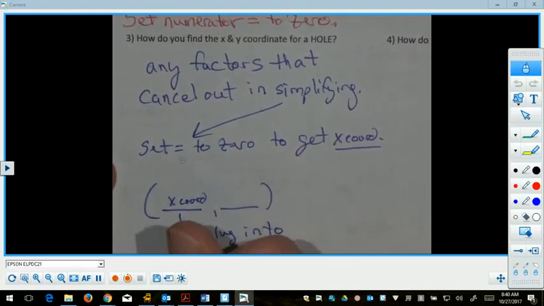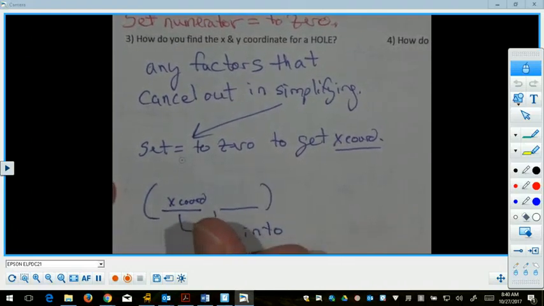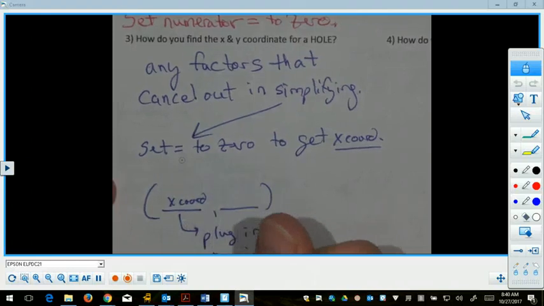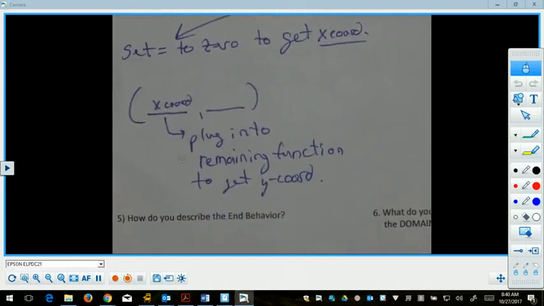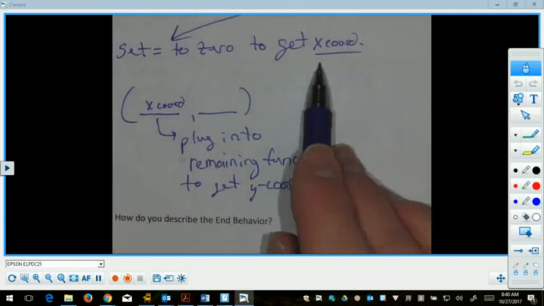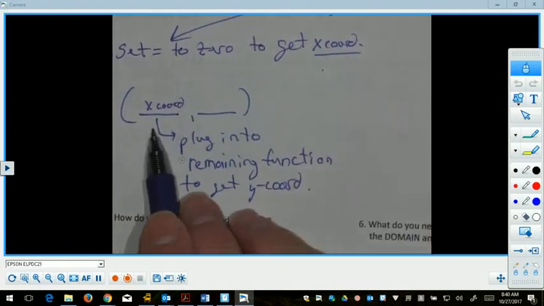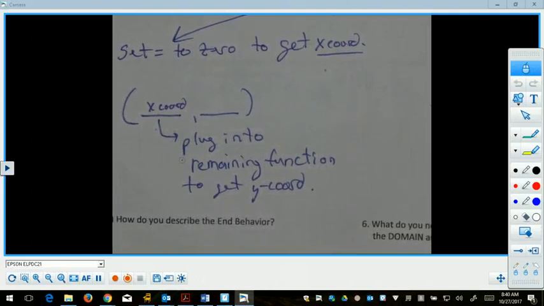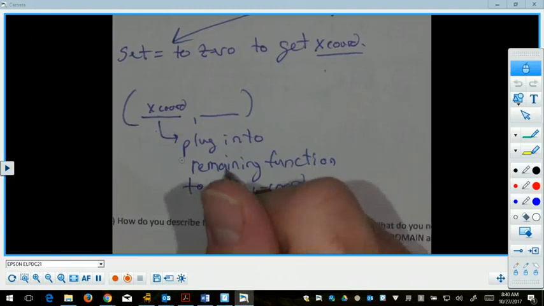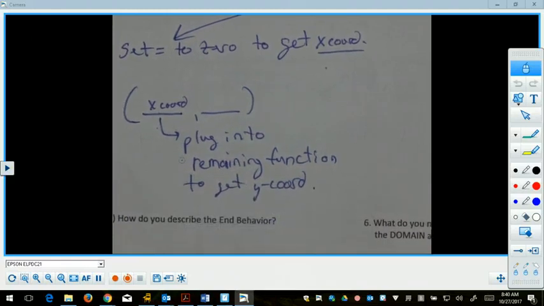Into the function, or into the remaining function, to get the y coordinate. So we're going to take the x coordinate that we get from the factor that canceled, and plug it into the equation, whatever equation is left after we've reduced, or even before, it should still work. It's easier to plug it into the reduced one. The remaining function will get our y coordinate.